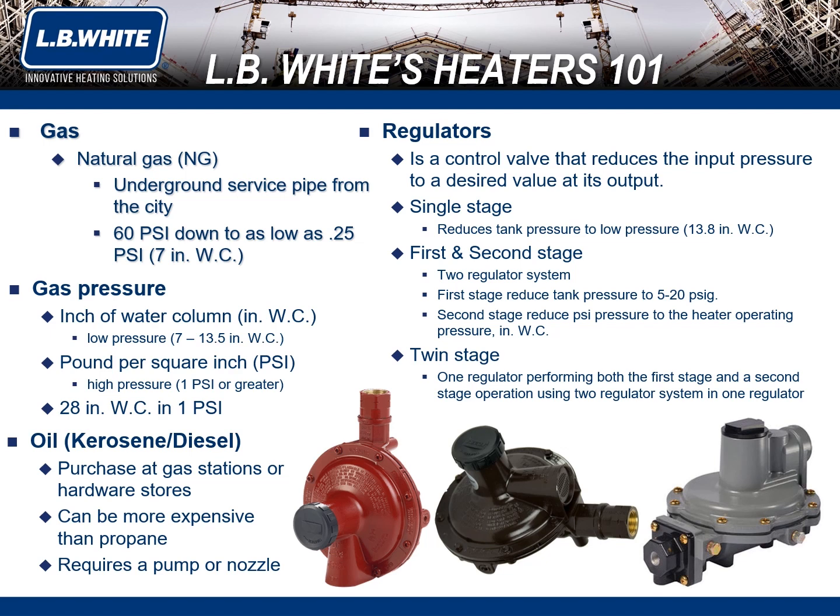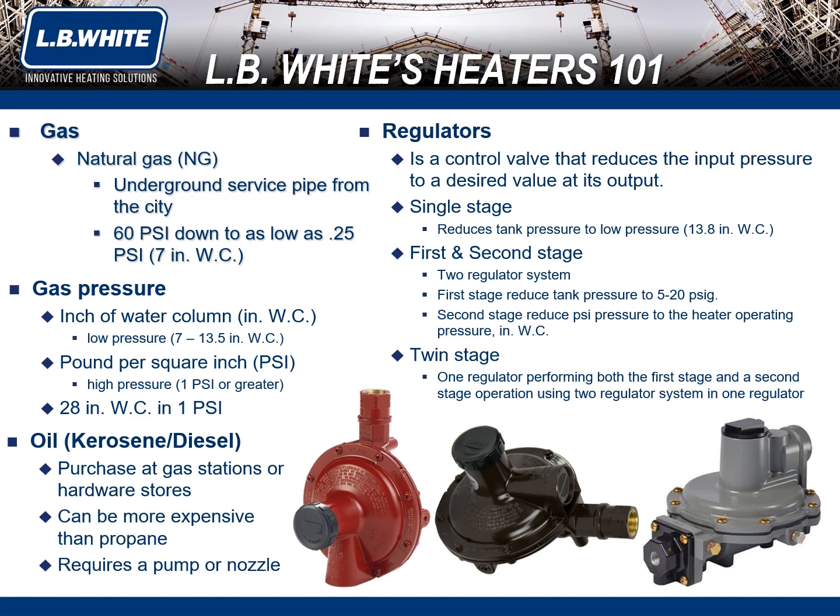Inches of water column is considered low pressure. Most heaters operate on low pressure ranging from 7 to 13.5 inches water column. There are 28 inches of water column in 1 psi. 1 psi and greater is considered high pressure. To reduce the high pressure down to low pressure, you'll use a regulator. A regulator is a control valve that lowers the input pressure to a desired value at its output. We will explore more about regulators shortly.